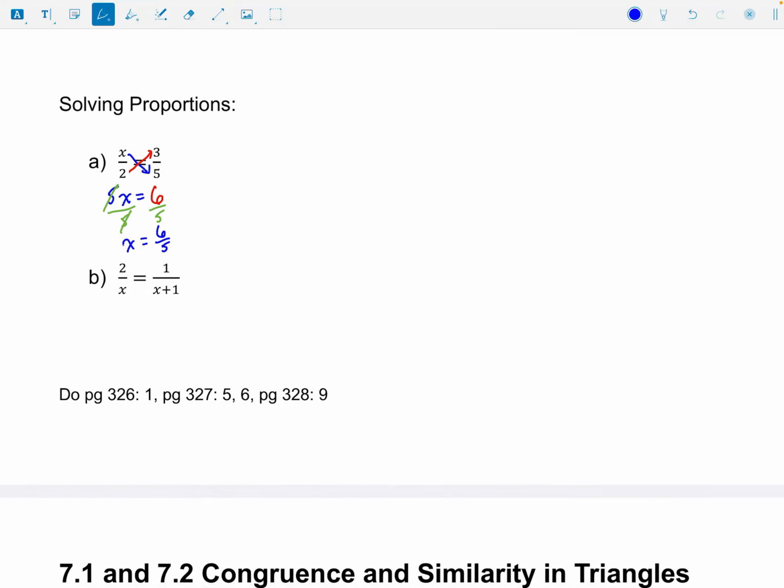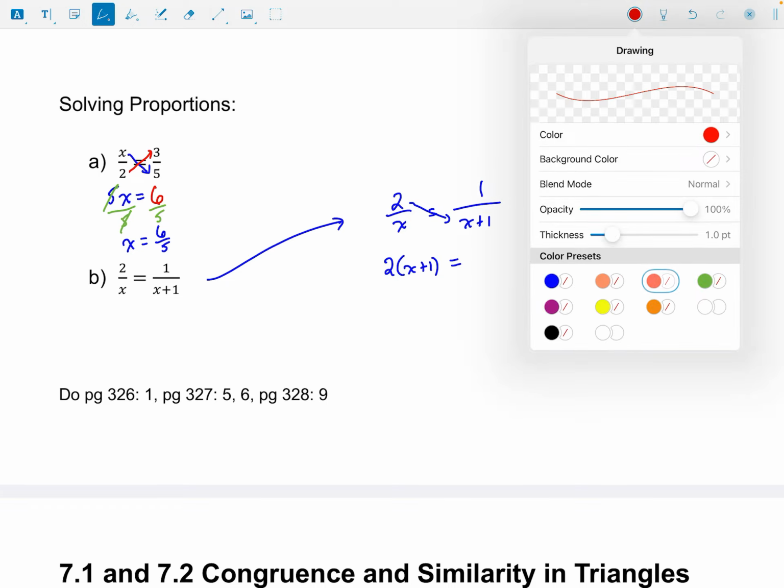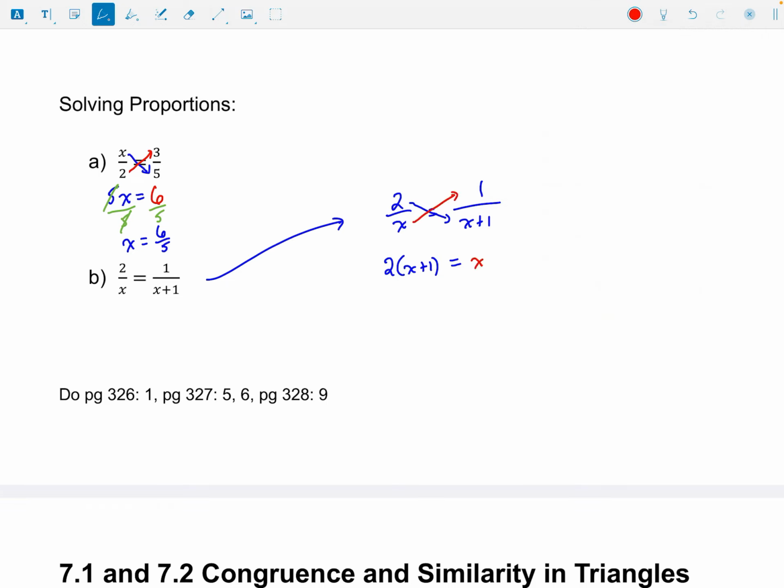Let's try the same concept here. I'm going to move this one over a little bit. So if we have 2 over x equals 1 over x plus 1, we're going to take these two parts here and we're going to multiply it. So it's 2 times x plus 1 because we're multiplying 2 by the whole bottom there. Similarly, we take x and we multiply it by 1. So what does that give us? So if we expand here, we get 2 times x and 2 times 1, which is 2x plus 2. And on the right side, we have x times 1. So anything times 1 is just itself. So we have x.